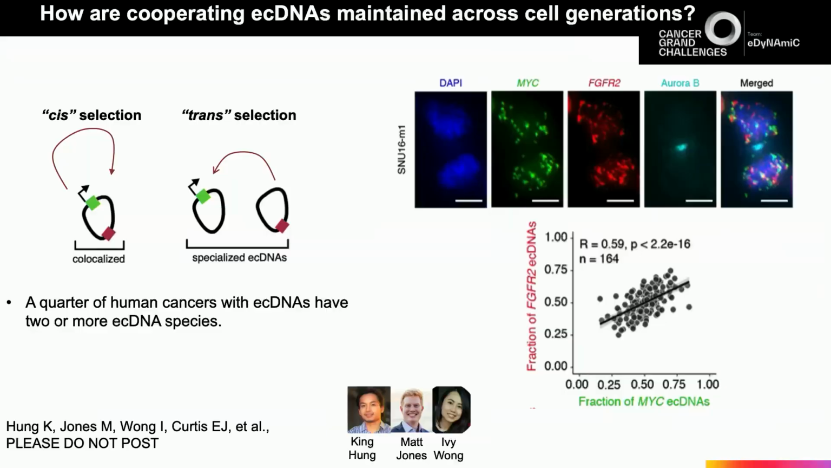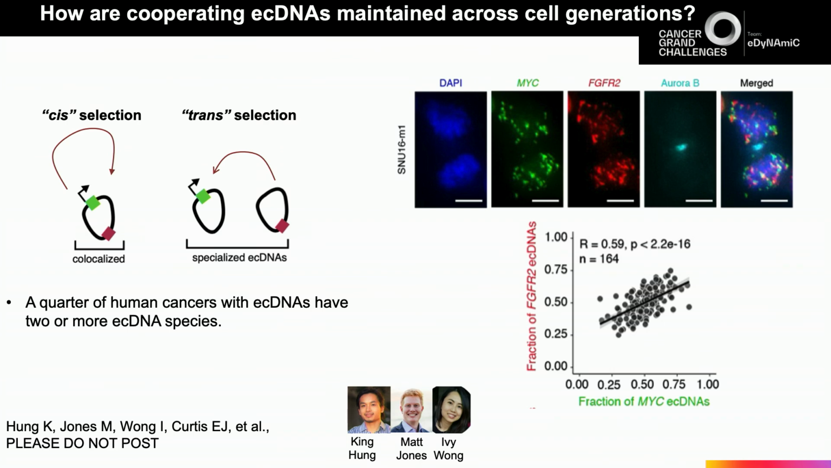So we did the experiment, and here are just some data you can see at the top. This is a SNU16 gastric cancer cell line that's got both FGF receptor and MYC on different ecDNAs. We did single cell cloning to make sure that these were not on the same circle. These were on different circles. And then asked the question, are they co-inherited? And the answer was, yeah, they actually were co-inherited. So then what is the mechanism?